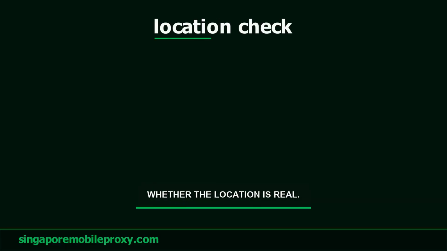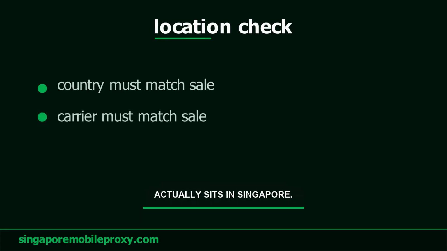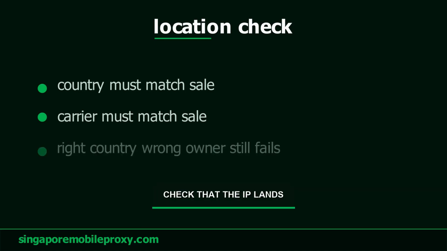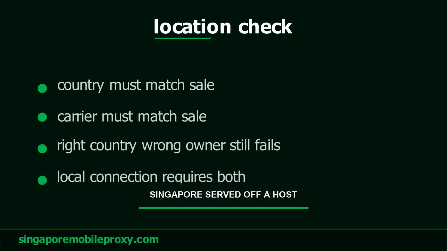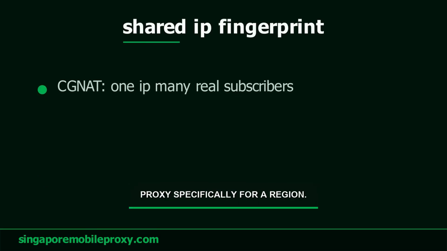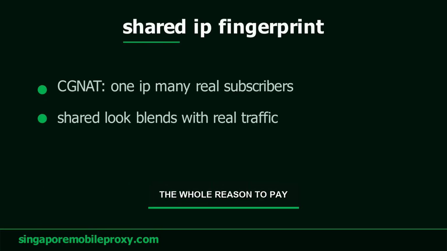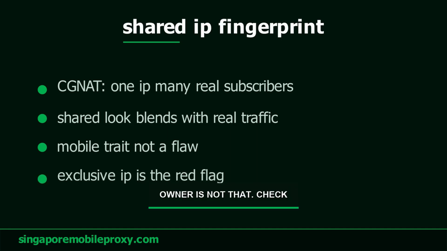Check 4 is whether the location is real. Singapore on the sales page does not mean the IP actually sits in Singapore. Check that the IP lands in the country it was sold as, on the carrier it was sold as, not Singapore served off a host in another country. This matters most if you bought a proxy specifically for a region. The whole reason to pay for a Singapore mobile IP is to look like a real local connection. An IP that shows the right country but the wrong owner is not that.